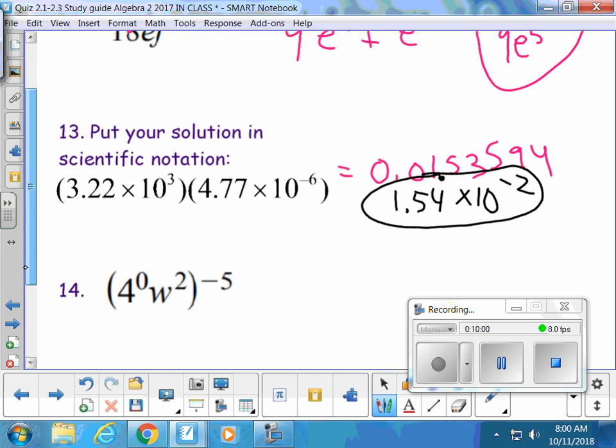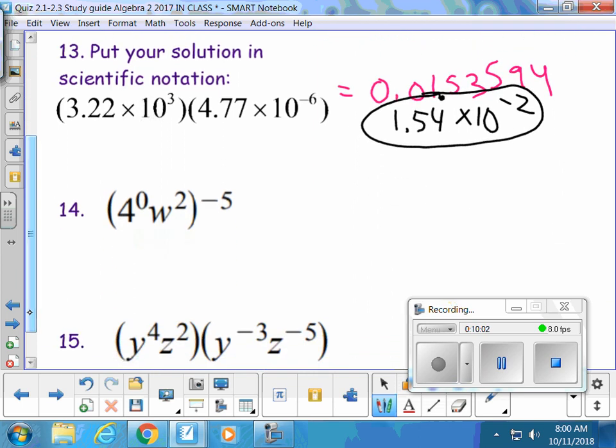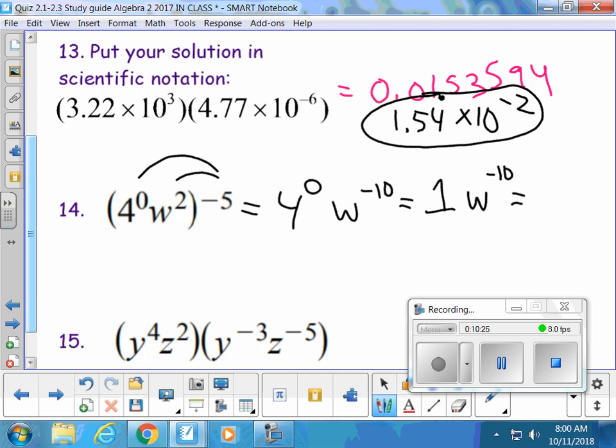14. Everybody always messes up when there's zeros involved. What is any number to the 0 power? 1. Good. Not 0. It's 1. I'll probably just go ahead and distribute the -5 to start. That's kind of where my mind is going with things. 0 times -5 is still going to be 0. 2 times -5 is going to be a -10. So Logan's right. 4 to the 0th is just 1. So we've got 1 times w to the -10. We're not allowed to have any negatives in our exponents as our answers. So what we got to do? Flip and make it positive.